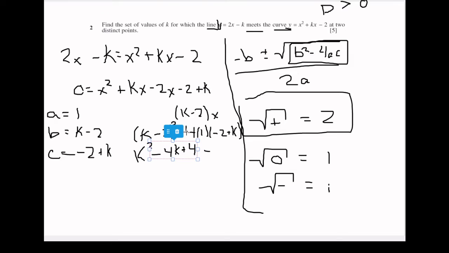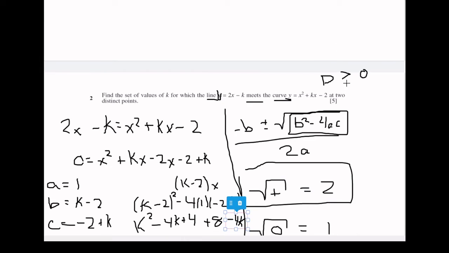And minus, well, negative 4 times the 1 would be just negative 4. Then we multiply that negative 4 into the rest of our c. So negative 4 times negative 2 would be plus 8. Negative 4 times our k would be negative 4k. We have to make sure to do everything, distribute everything. That's an easy way just to lose 1 mark. So now we have all of this.